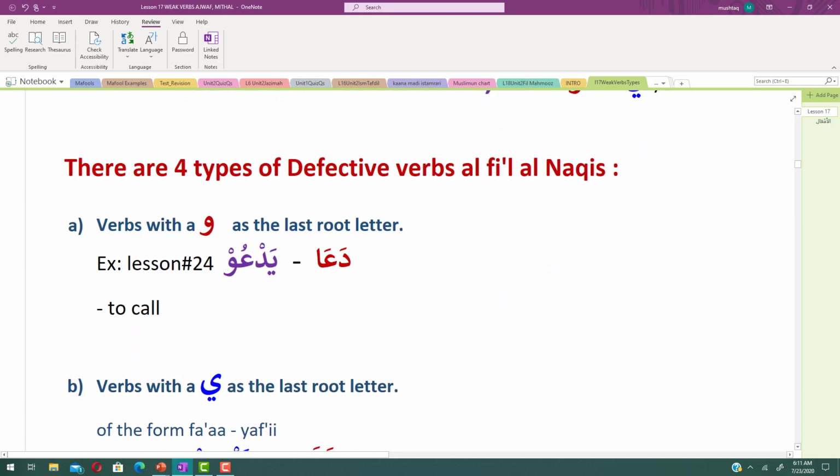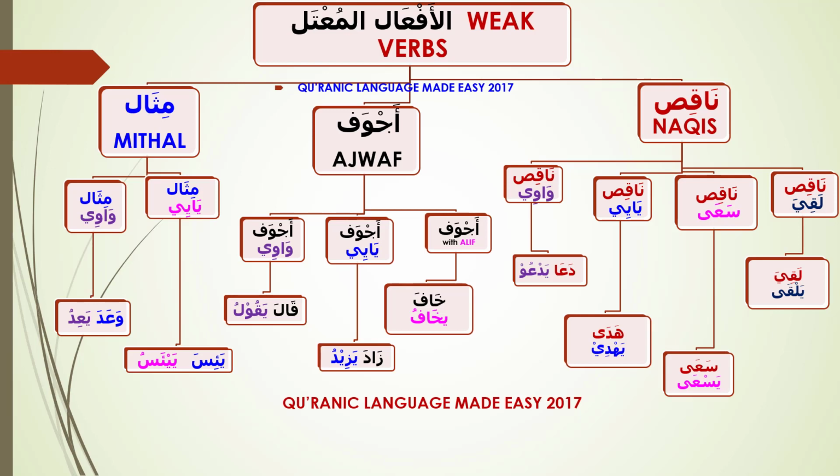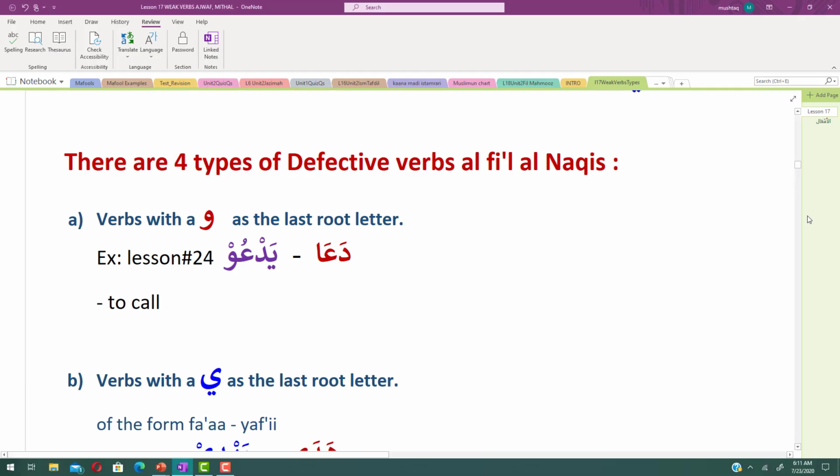There are four types of defective verbs, al-fi'l al-naqis. The first is naqis wawi, second is naqis yai, third is naqis with sa'a, yasa'a, and fourth is naqis with laqiya, yalqa. The first type is verbs with a waw as the last root letter. For example, we have da'a, yada'u.